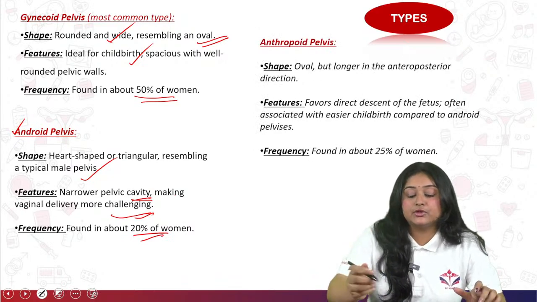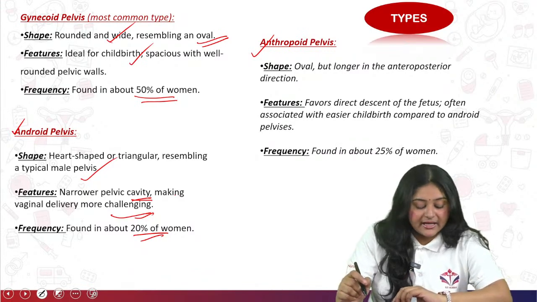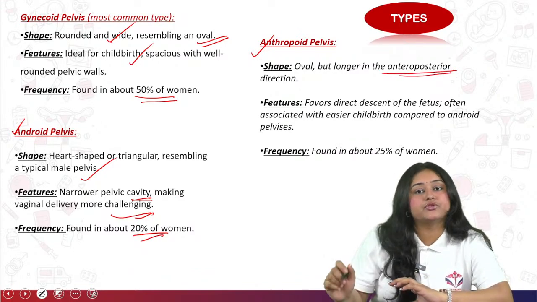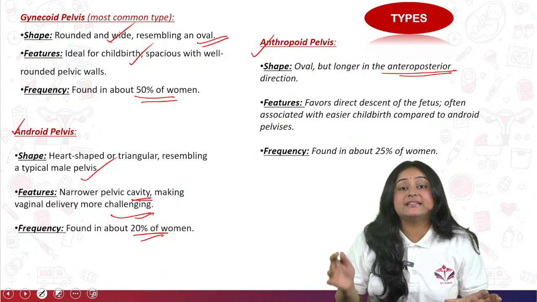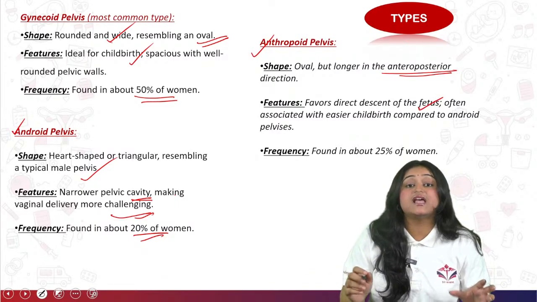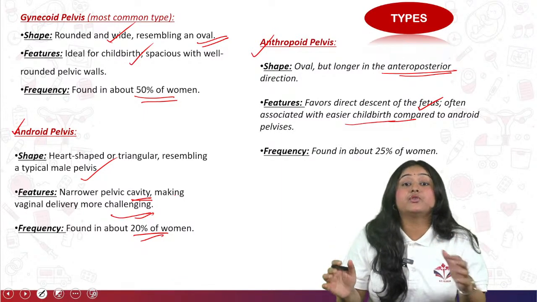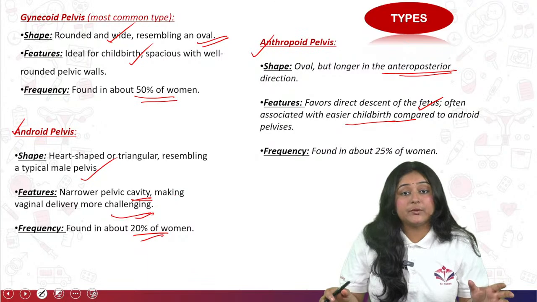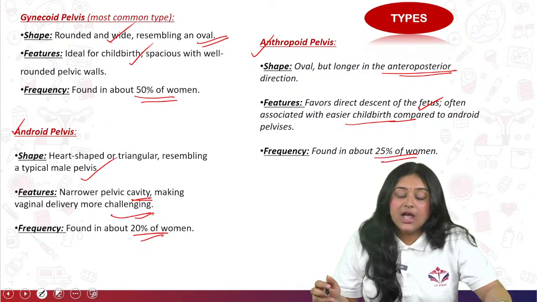Now come to the anthropoid pelvis. The anthropoid pelvis is oval, but longer in the anteroposterior direction. So what are the features? It mainly favors direct descent of the fetus, which is associated with easier childbirth compared to the android pelvis. And what is the frequency? You can find it in about 25% of women.